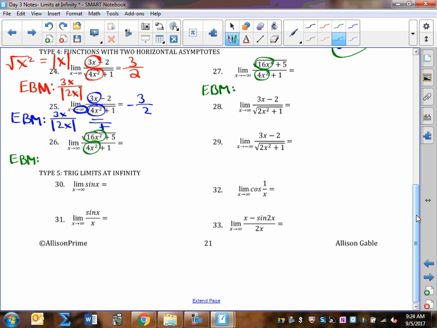Just don't you dare say this equals the absolute value of 4x over 4x. That is huge. The limit does not equal a function.